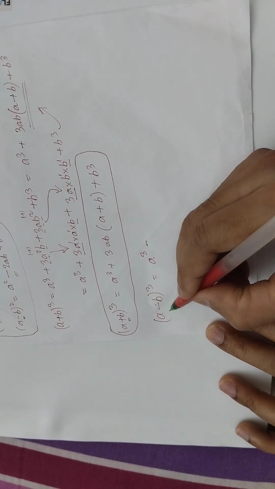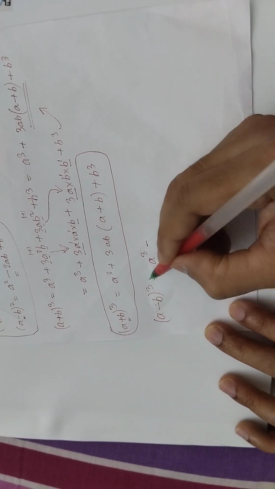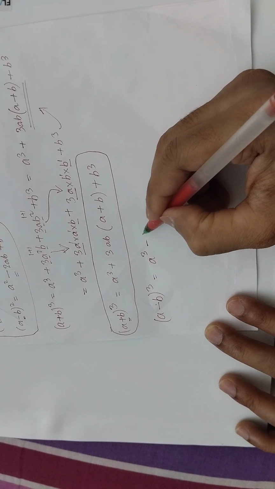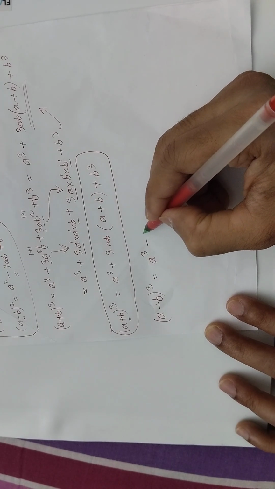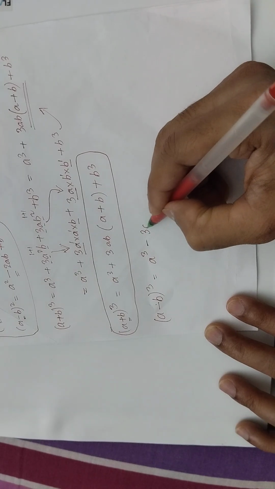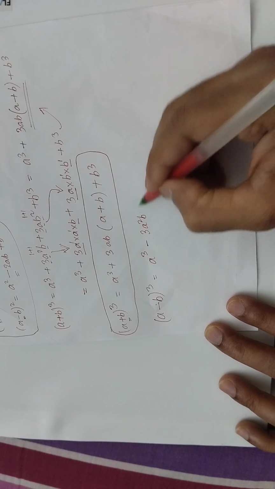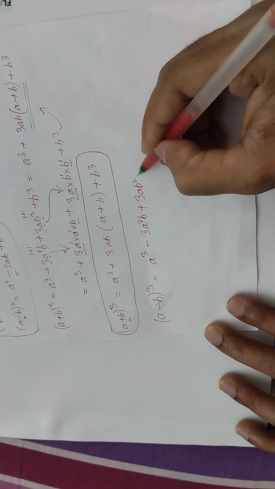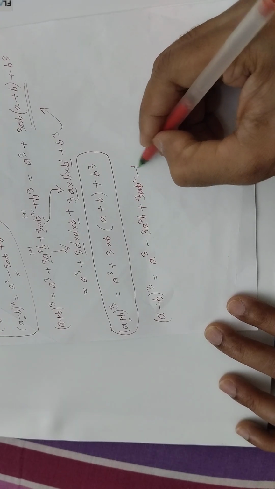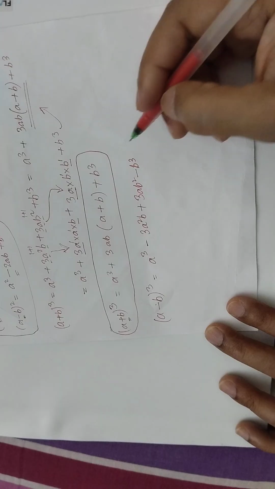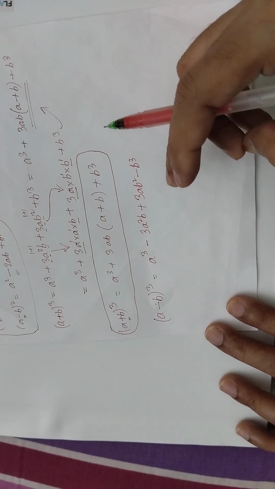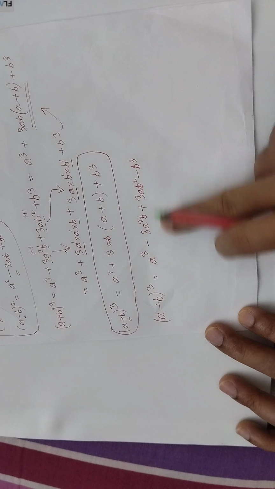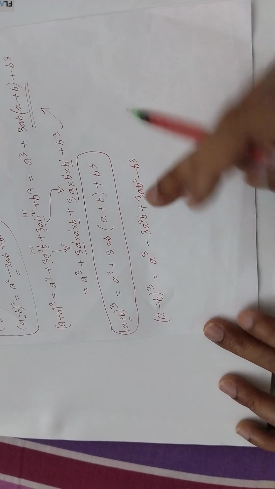Now how do I do this? (a − b)^3 is a^3 − 3a^2 b + 3ab^2 − b^3. Now, how do I draw this conclusion from this calculation?